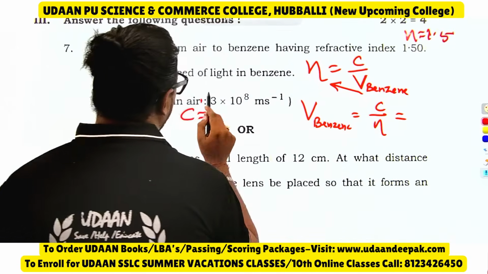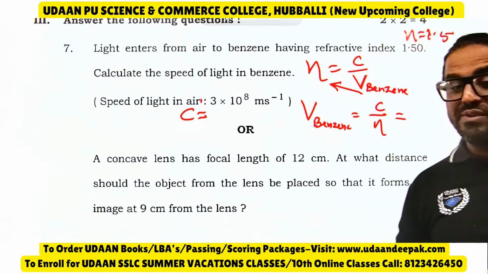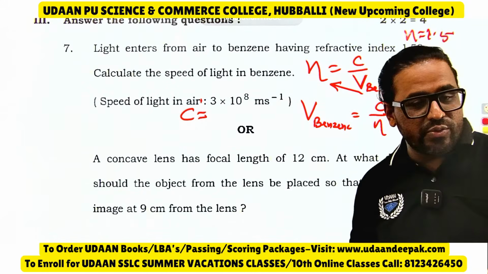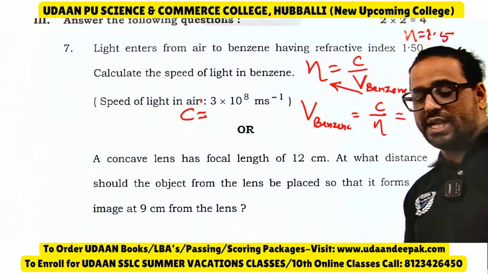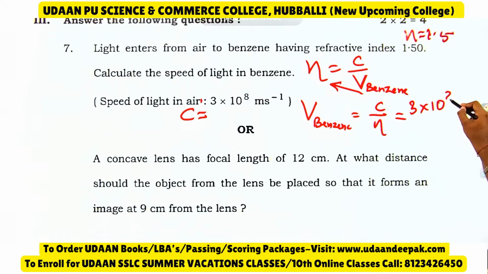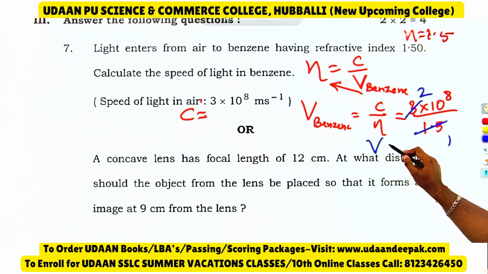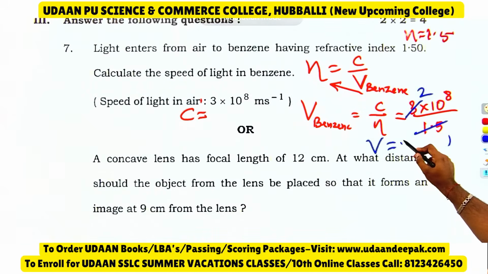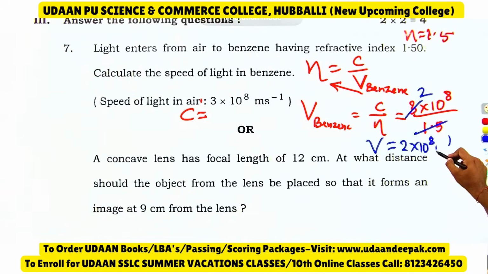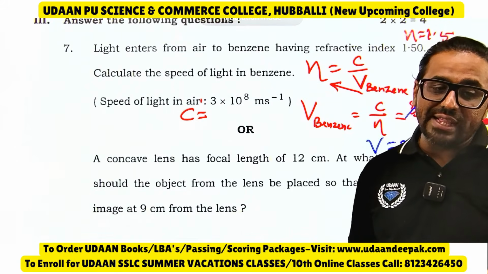C is what? The speed of light in air, that is 3 into 10 to the power of... you should calculate and you should write the answer. So it is 3 into 10 to the power of 8 divided by 1.5. 1.5 twos are 3, so the speed of light in benzene is 2 into 10 to the power of 8 meter per second. So the right answer is 2 into 10 to the power of 8 meter per second. So like this you should write.